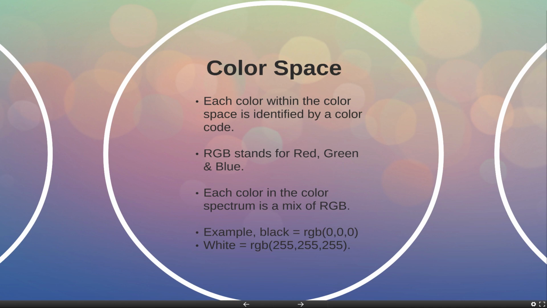Each unique color within a color space is identified by a color code. It's important to note that RGB stands for red, green, and blue. This is because each color within the RGB color space is composed of these three primary colors. For example, the color code for the color black is R0, G0, B0. The color code for white is R255, G255, and B255.